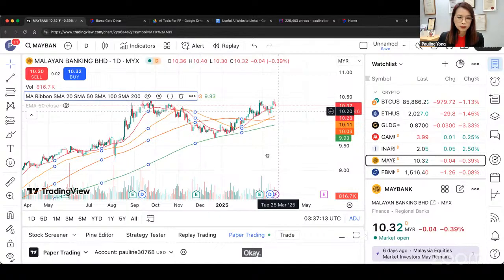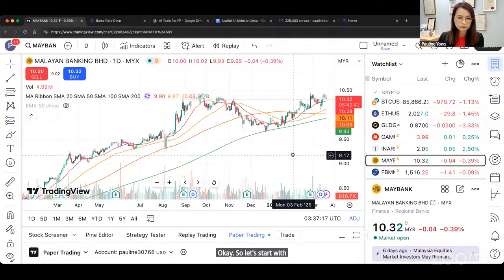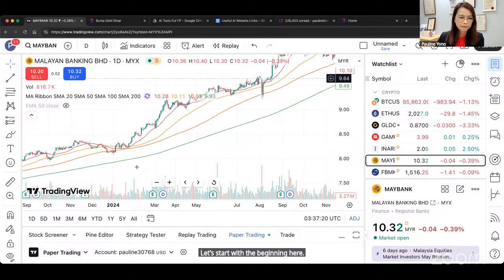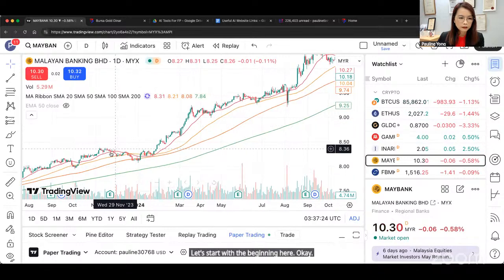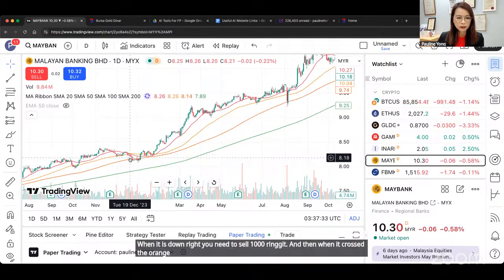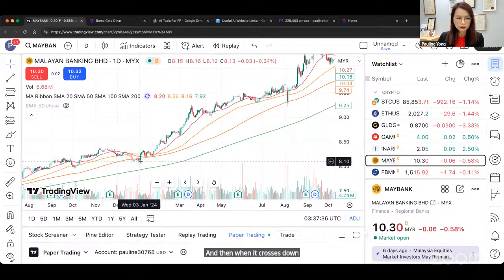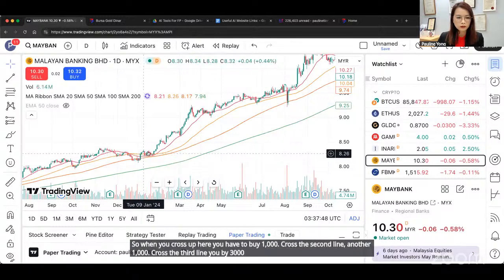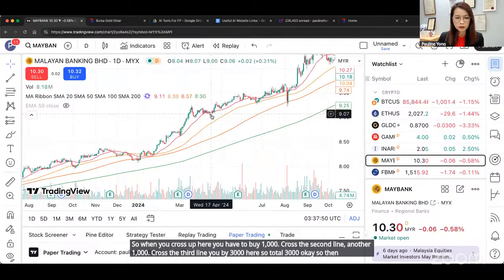So let's start with the beginning here. Over here, when it is down, you need to sell 1,000 ringgit. And then when it crosses the orange line, the next line, you sell another 1,000 ringgit. And when it crosses down here, you sell another 1,000 ringgit. So when it crosses up here, you have to buy 1,000. Cross the second line, another 1,000. Cross the third line, you buy 1,000 here. So total 3,000.